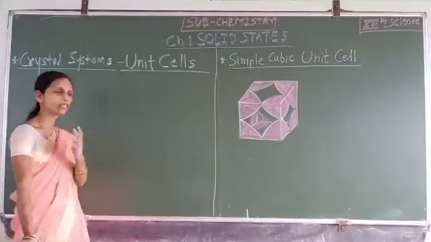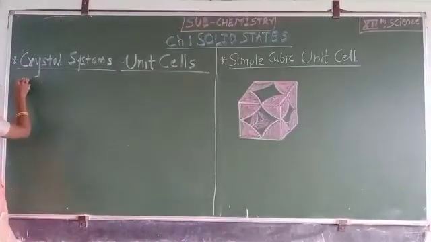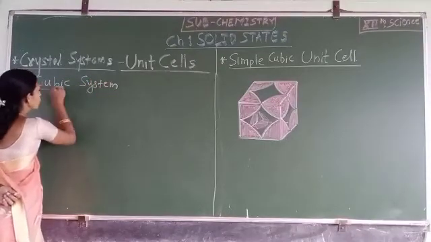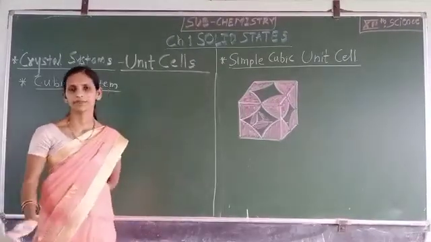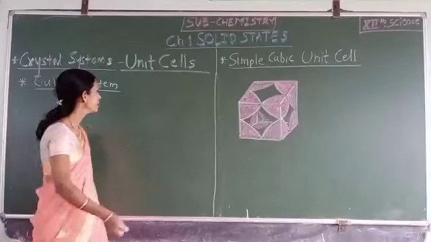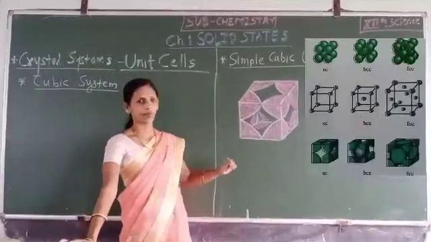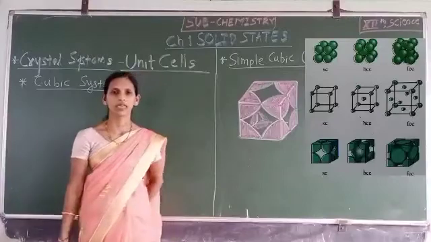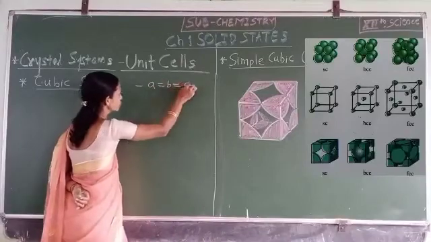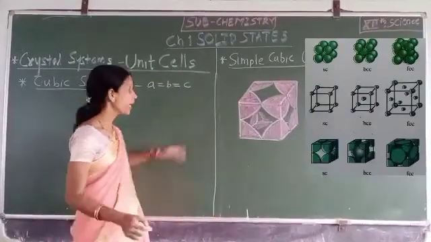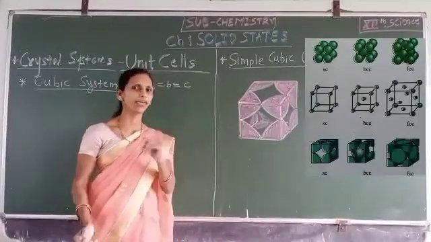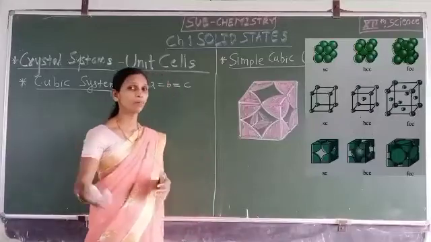First of all, we will discuss the cubic system, that is the cubic type of unit cell. All of you have studied the cubic unit cell. See here in this diagram, it is a cubic type of unit cell in which the condition is a = b = c. That means a, b and c are the three edges on the X, Y and Z axes. All of you have studied that in the previous lecture.